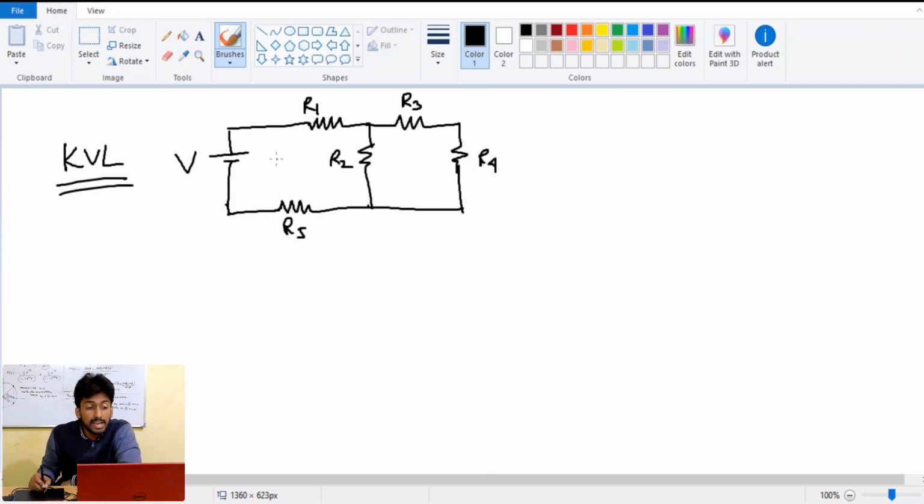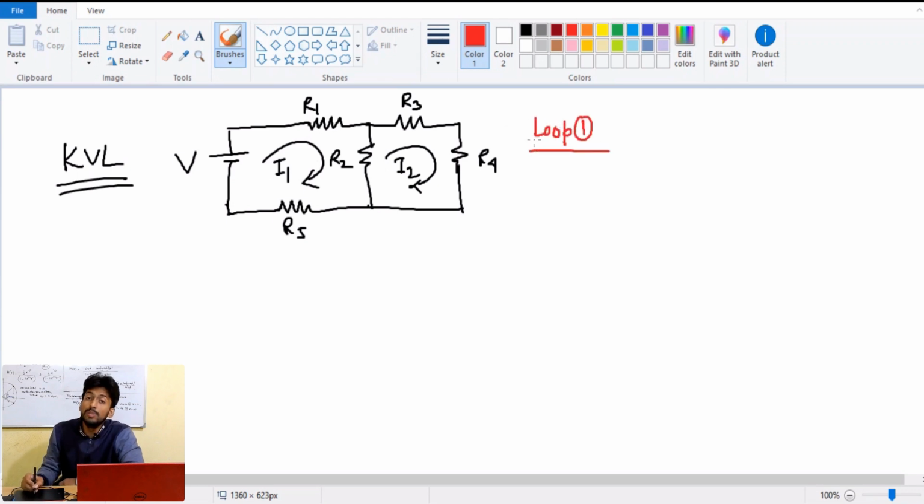Now we can take the current as we like, clockwise or anti-clockwise, but I will always take the current to be clockwise, otherwise there will be confusion about which direction to take. For different circuits we can change our convention, but I prefer only the clockwise direction. So this is my I1, say this is my I2. Now we are going to write the voltage equation for a particular loop. The first loop contains the current I1, that is loop 1.